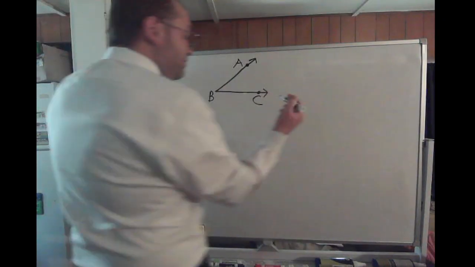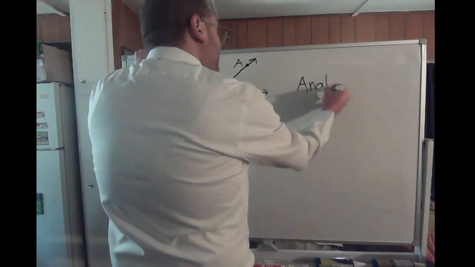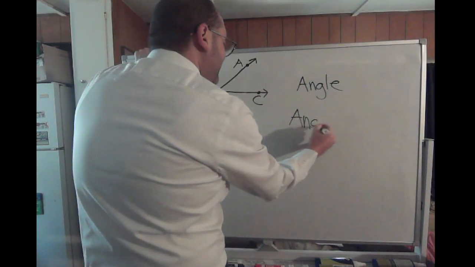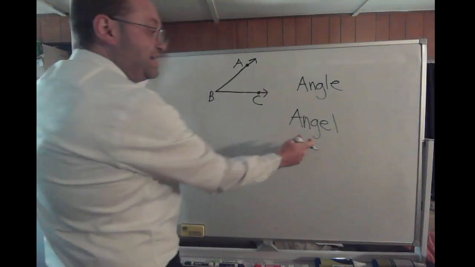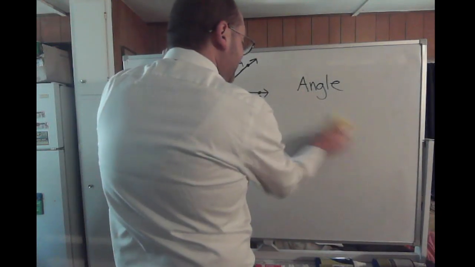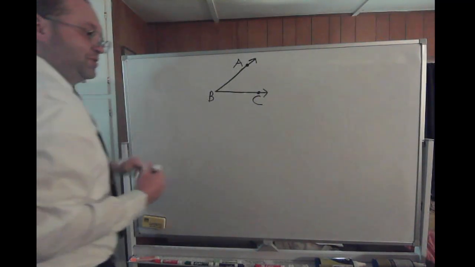And a little humor for you here. We spell it A-N-G-L-E. That's an angle. Don't spell it A-N-G-E-L, because then you're talking about an angel. So it's A-N-G-L-E for an angle. We aren't talking about angels in this course.